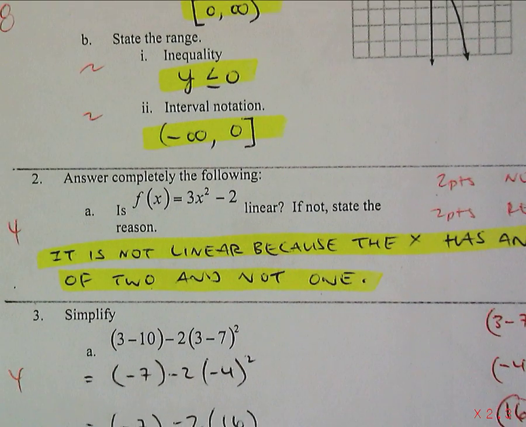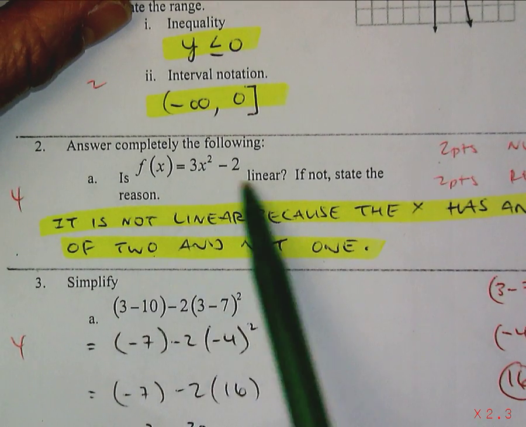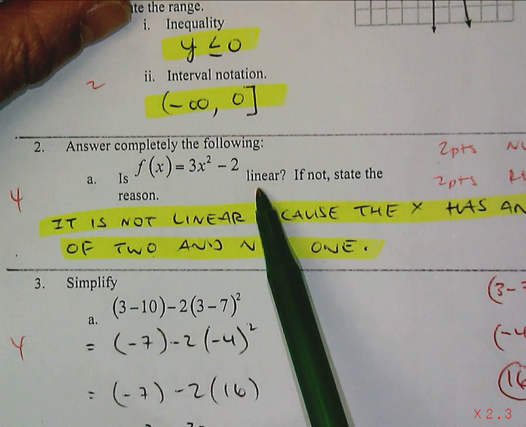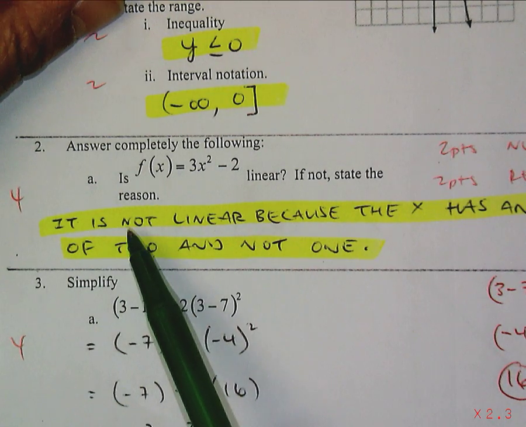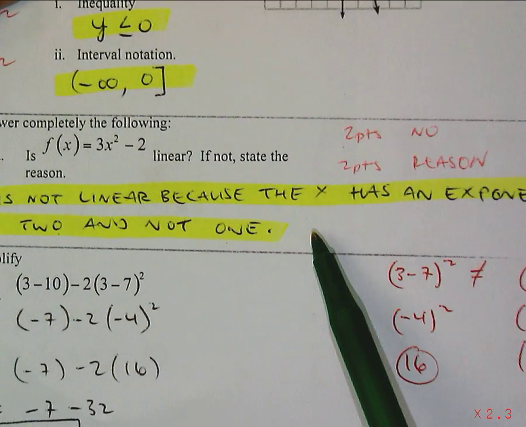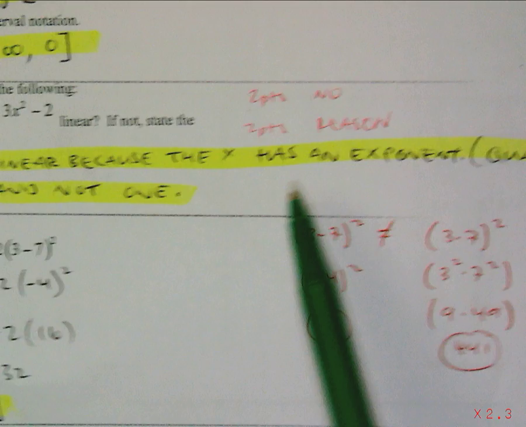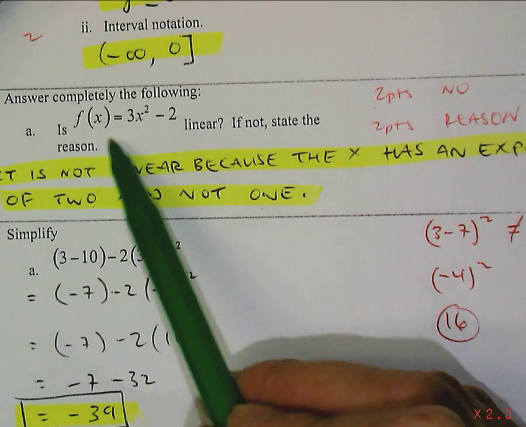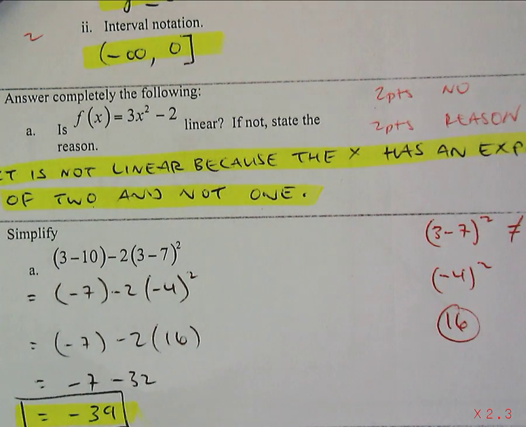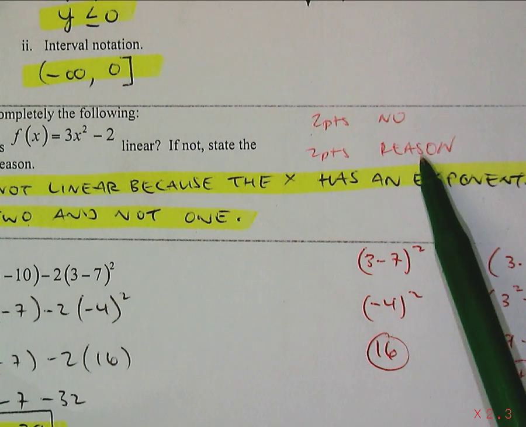Question number 2 says answer the following. Is this linear? Now it's not asking if it's a function, therefore you're not talking about passes the vertical line test. Is it linear? If not, state the reason. I wrote that it is not linear because the x has an exponent, and it has an exponent of 2 and not 1. This essentially is a quadratic function. I gave you 2 points for the no and 2 points for a correct reason for that.